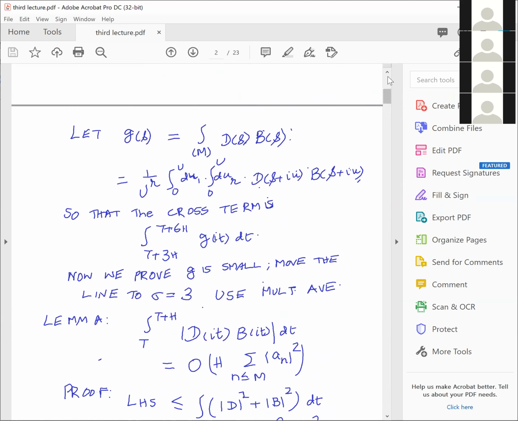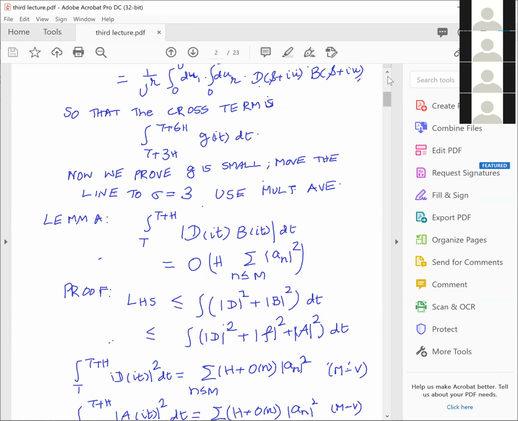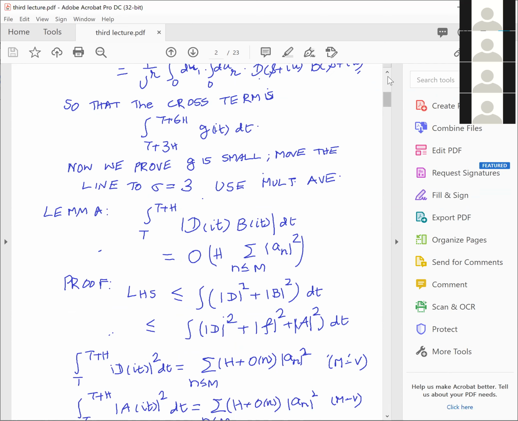And then for that, I need an L1 estimate for d of it, b of it. Unfortunately, yesterday I wrote it as an L2 estimate, which was pointed out by Saurabh to be an L1 estimate only, since I do not have an L2 estimate. Therefore, let me again repeat it. The L1 estimate for d of it, b of it is bounded by the integral of modulus of d squared plus modulus of b squared. About b, I don't have any idea. I know only it is f minus a. Therefore, it is mod d squared plus mod f squared plus mod a squared dt.